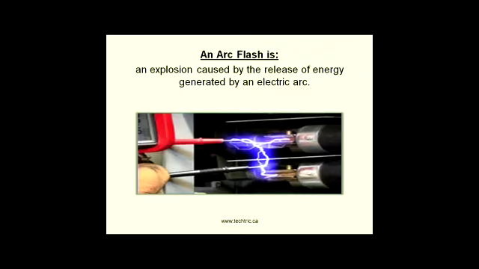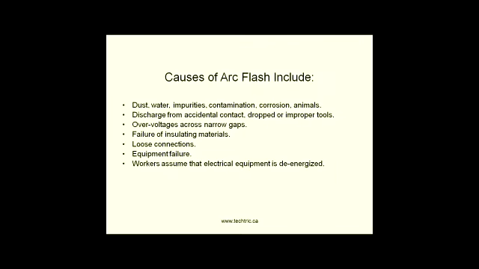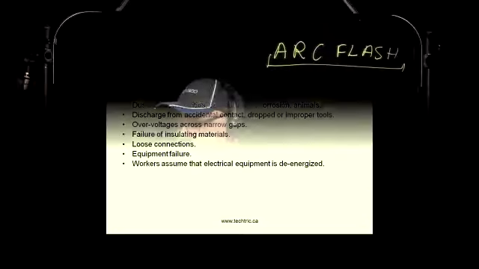So let's keep going with the causes of arc flash. They include dust and impurities, contamination, corrosion, and animals. Animals are a big one, because if the casing is not closed properly and if there's some damage, small animals can crawl into some electrical equipment, and with enough voltage and power there, that little cat or rat or mouse or whatever it is can actually short a couple of terminals and cause an arc flash.